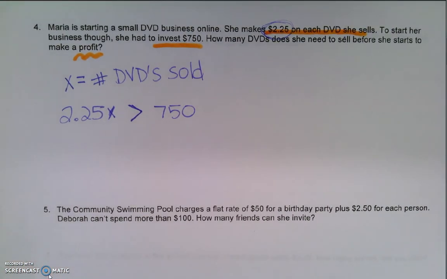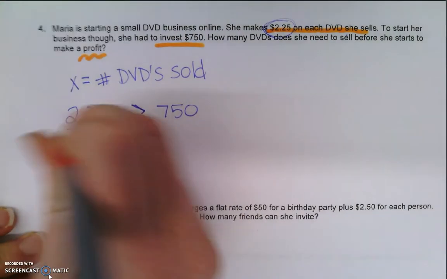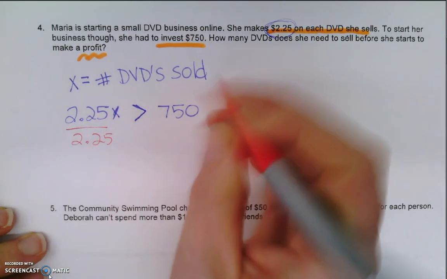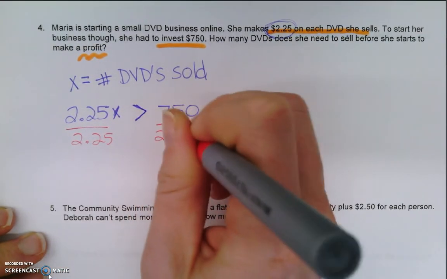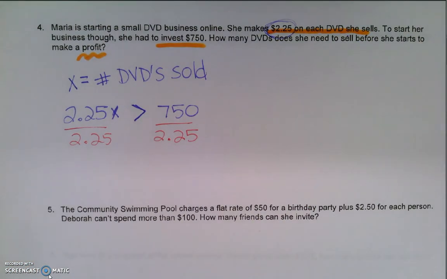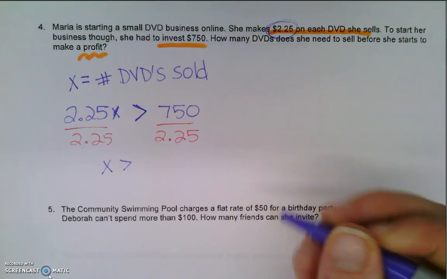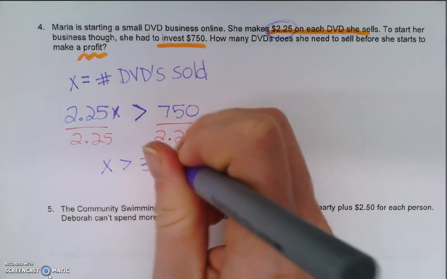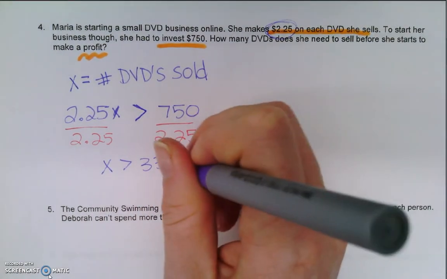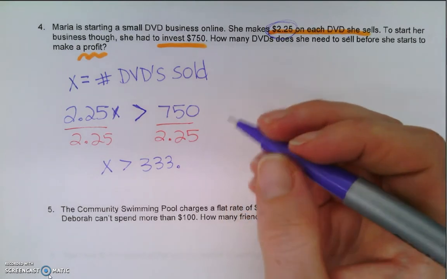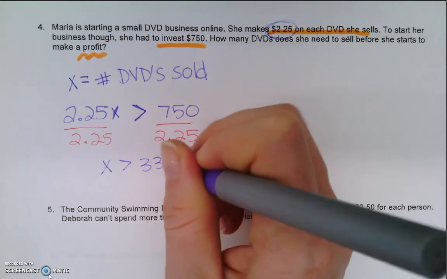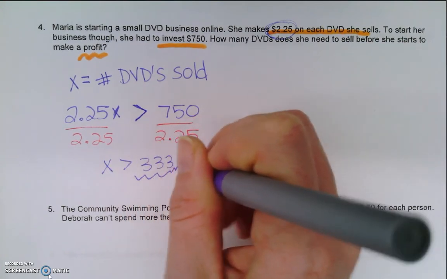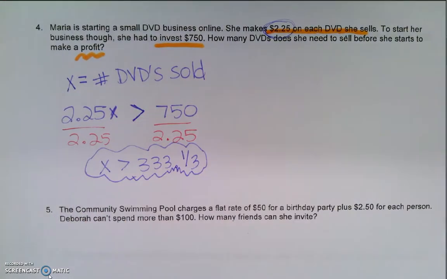If I want to isolate my variable, I'm going to divide both sides by 2.25. Go ahead, use your calculator. 750 divided by 2.25. Ooh, gee, kind of a long repeating decimal. I got 333.33333 repeating. 0.3 repeating is the same thing as 1/3. So 333 and 1/3. Well, let's go back to what the question's asking us.